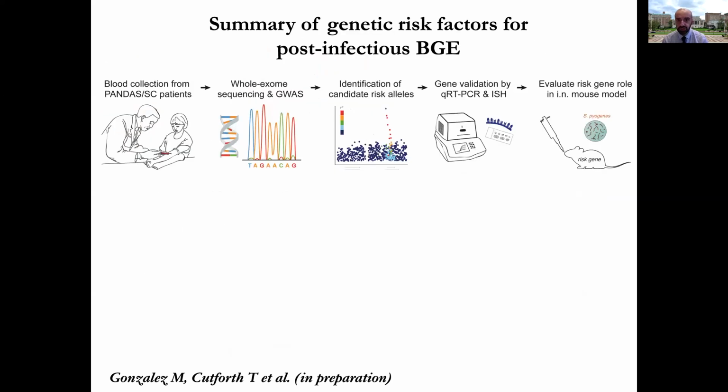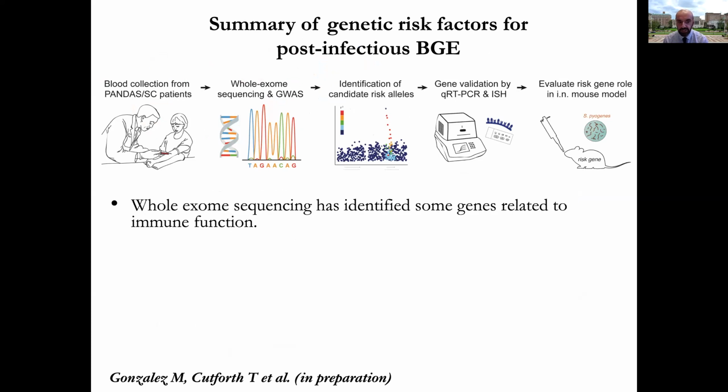So with that, I'm just going to summarize that indeed we have been using this genetic approach to really address the role of the genetic risk factors from post-infectious basal ganglia encephalitis using, I think, this computational approach. And we're really interested in taking this last step to evaluate genetic risk factors. But obviously, we've been successful, even though the number of patients has been small, to identify genes related to immune function.